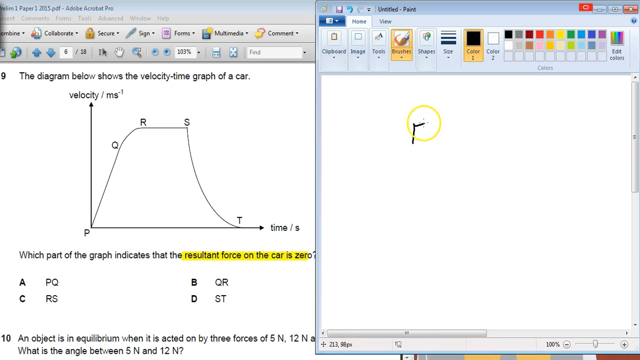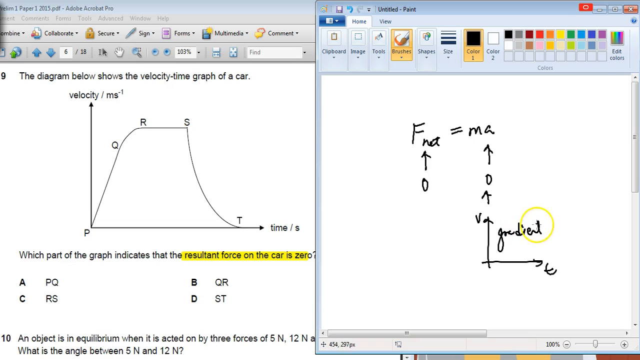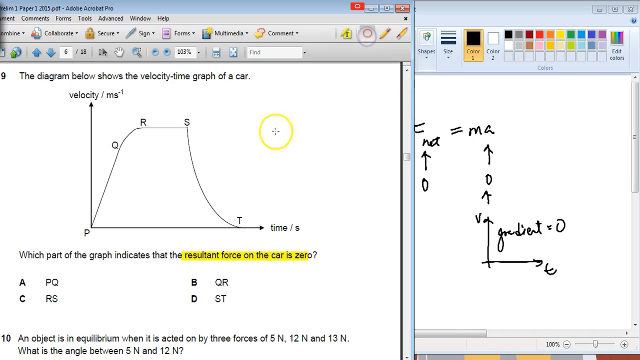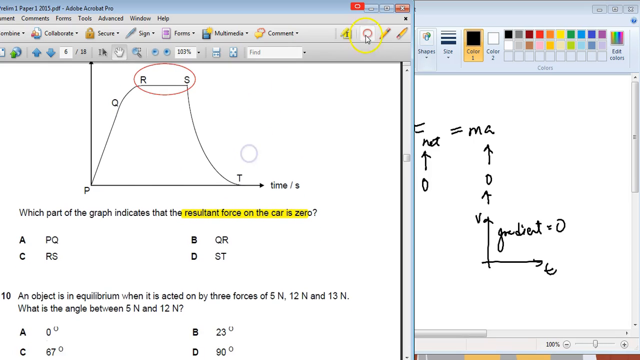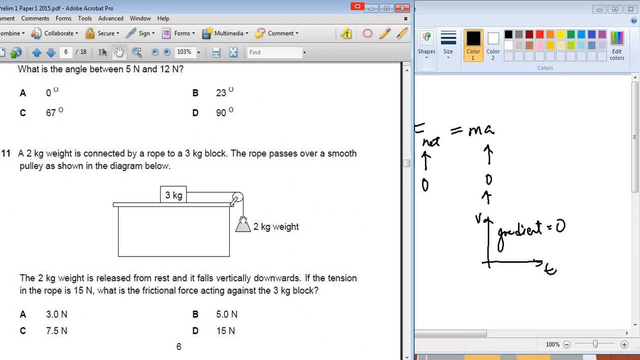Here you should know that your resultant force, which is your F net, is equal to ma, and hence if your F net is 0, that means your acceleration is 0, and that also means that on your VT graph, your gradient will be 0. So you should look for a part whereby the line is flat, which is R and S. Hence, your answer would be C. Okay, this one is not that challenging.